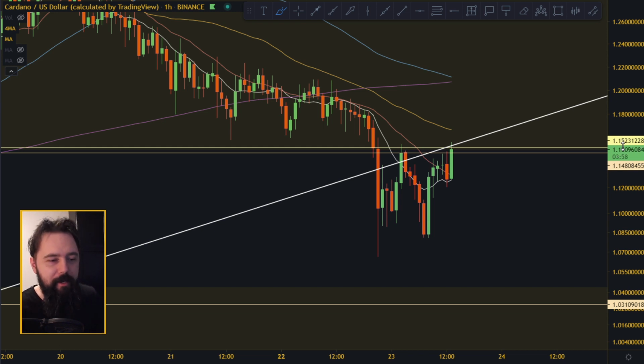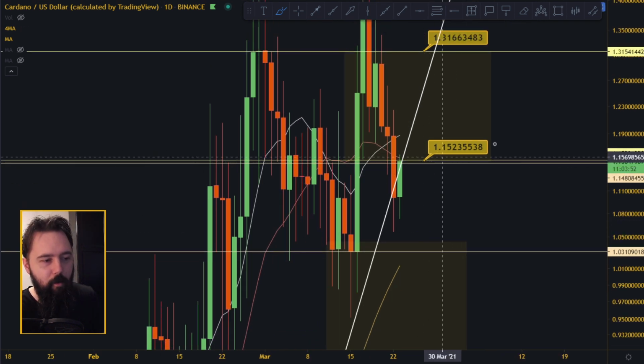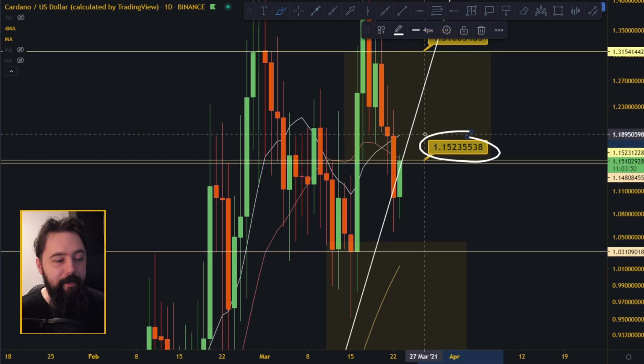So keep that in mind, and the thing to watch for today is if this is going to close above the 1.15 line again. Again, we came to the conclusion that the 1.15 line is the alpha and omega for Cardano, and that's the line to actually break and stay above.